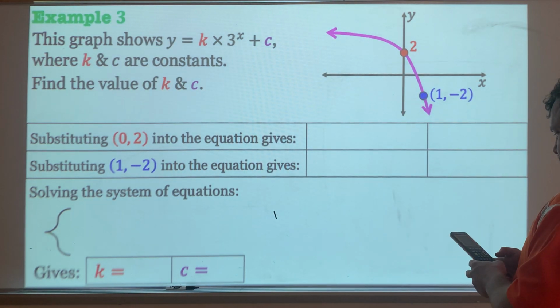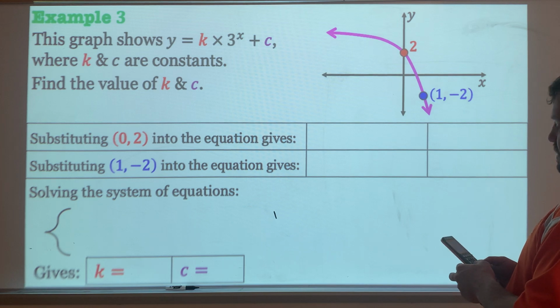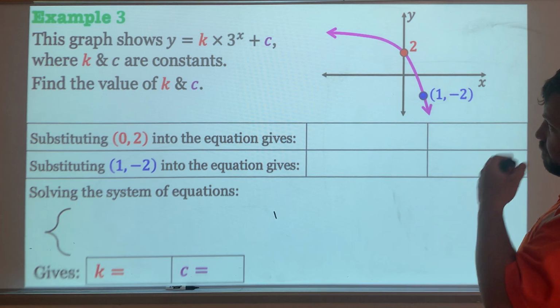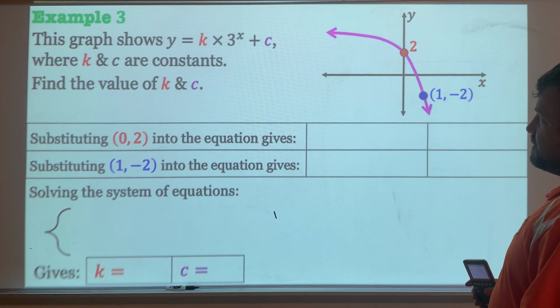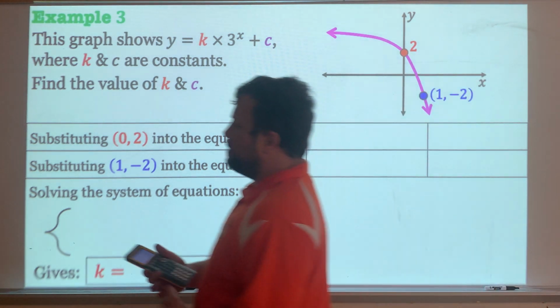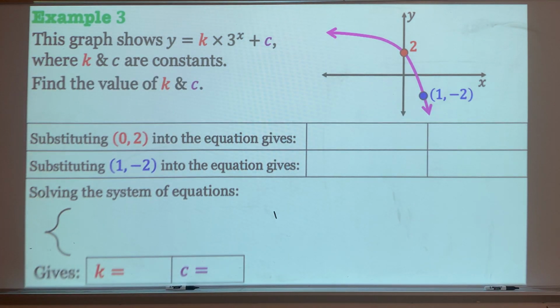In this example, y equals k times 3 to the x, plus c, where k and c are constants. Find the value of k and c. What do you think? Easy or difficult? We are going to have to do one of your favorite things. I'll give you a hint: systems of equations.